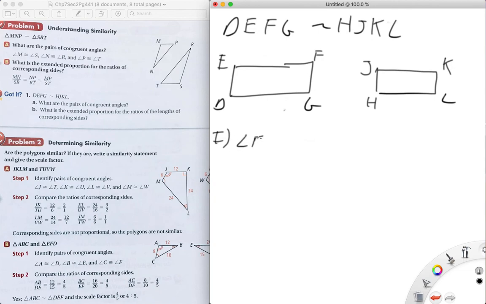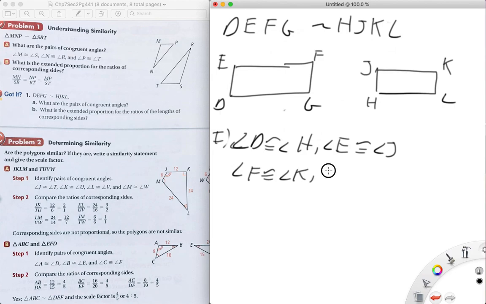Angle E is congruent to angle... I'll start with D first. Angle D is congruent to angle H. Angle E is congruent to angle J. Angle F is congruent to angle K. And angle G is congruent to angle L. So those are the corresponding congruent angles, and they want their extended proportion.